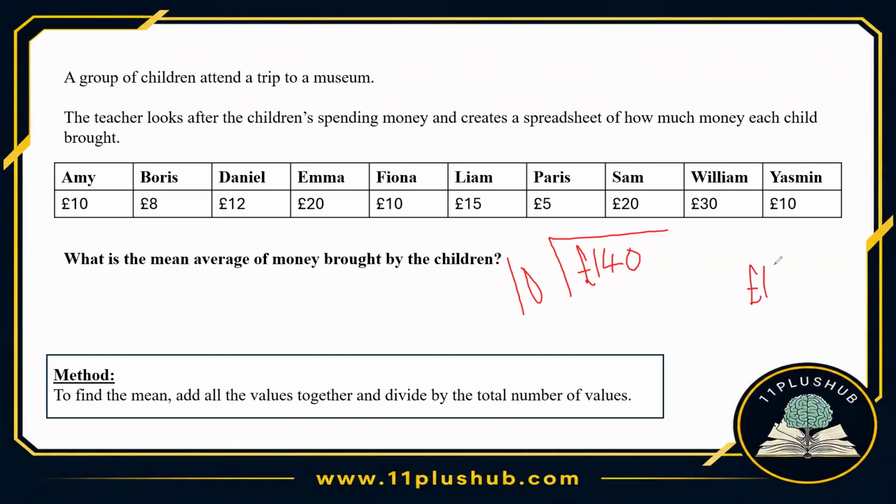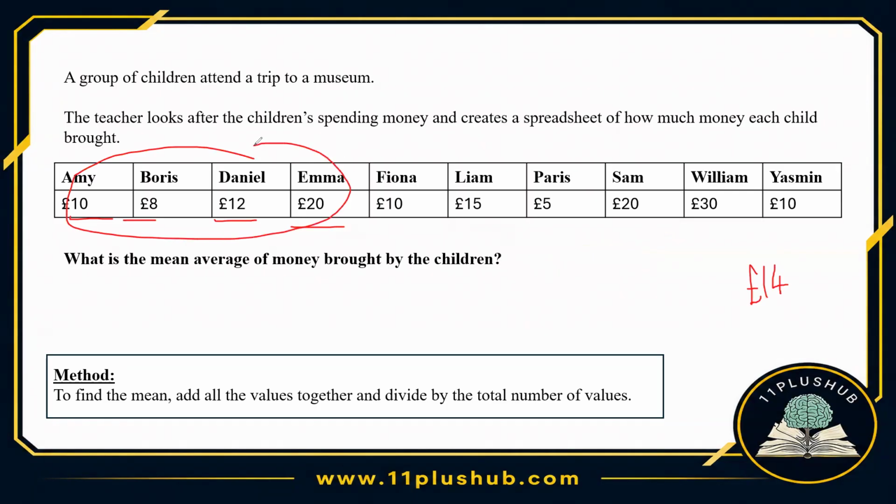So once again, is it reasonable? Is it sensible that £14 could be correct? I think so, because look, we've got £10, £8, £12, £20. We know that 14 kind of floats about in the middle of those, and then we've got 10 and 15. 14 floats between those, 5 and 20. So it looks fine.